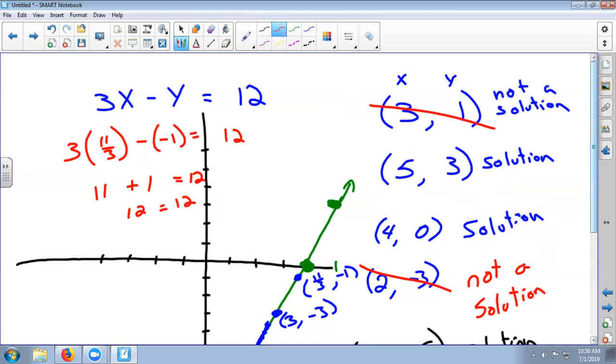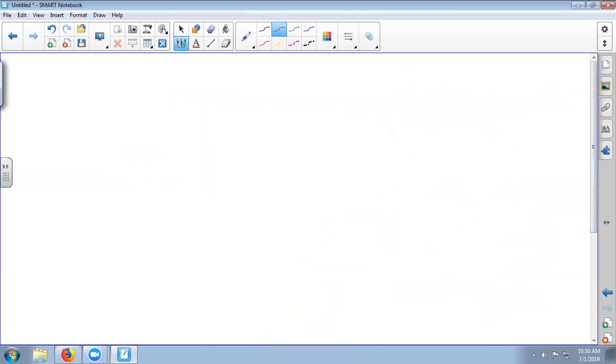For a graph, we need 3 points. So I'm not just going to randomly guess numbers. We are not going to randomly guess. 2y minus 5x equals 10. What we are going to do instead is pick a number for either x or y, plug it in, and solve for the corresponding solution.